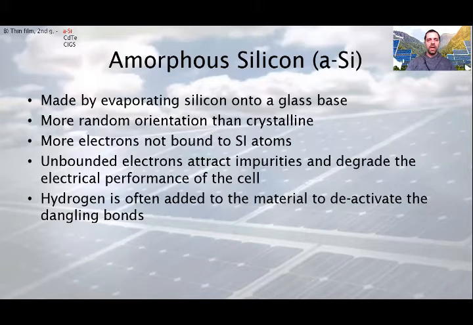Amorphous silicon cells are made by evaporating silicon onto a glass base. As we will see soon, this causes more random orientation in silicon atoms than in the crystalline versions. Because it is a non-crystalline allotrope of silicon with no definite arrangement of atoms, there are more electrons not bound to silicon atoms. These unbonded electrons attract impurities and degrade the electrical performance of the cell. Hydrogen is often added to the material to passivate the dangling bonds.